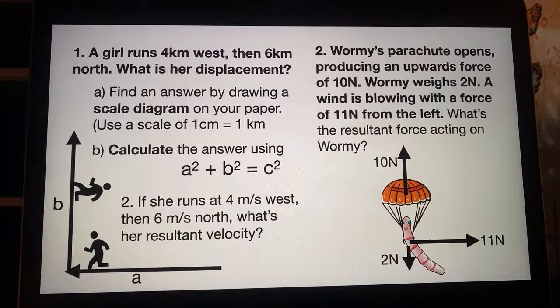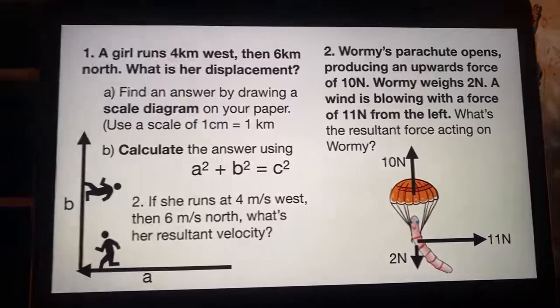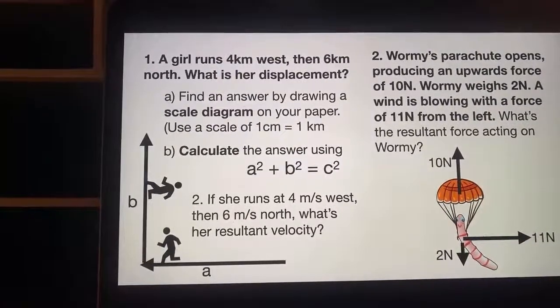And question number 2. Wormy's parachute. This is good revision for forces, because I think some of you are going to be a bit confused by this, but if you've watched my terminal velocity lesson, this does make sense. Wormy's parachute opens, producing an upwards force of 10 newtons. Wormy weighs 2 newtons. A wind is blowing with a force of 11 newtons from the left. What's the resultant force acting on Wormy? Right, I've said them all out loud. I'm going to do these with you, and when I have finished them, then we will go through the answers.